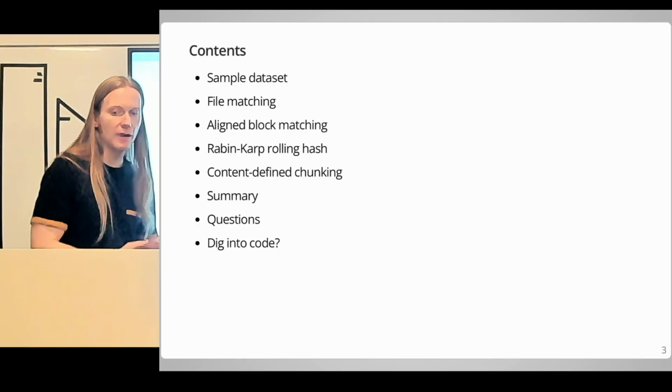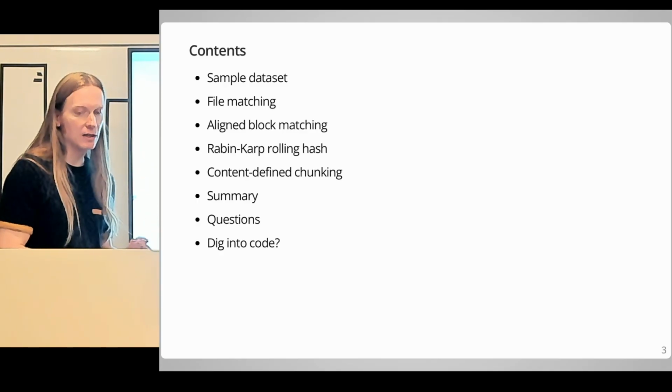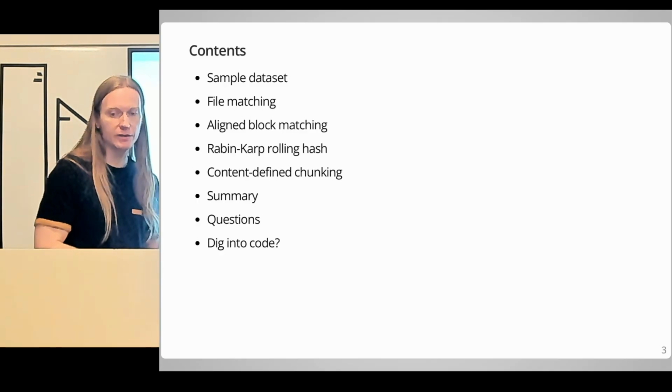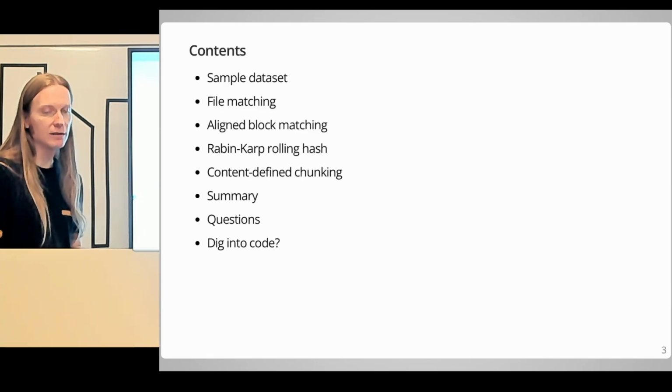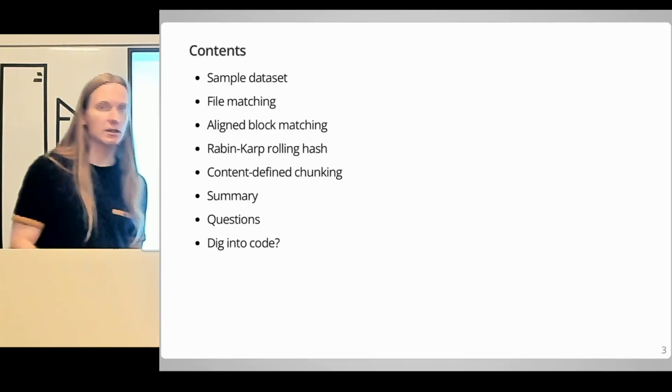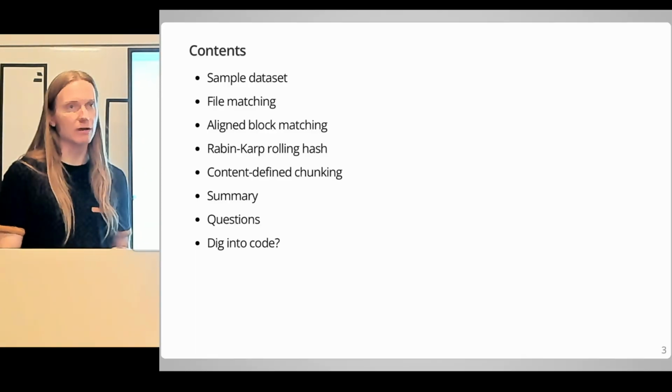So I'm going to talk about a sample data set, and then I'll show a few different algorithms for deduplication. We'll start with just file matching, aligned block matching. I'll show Rabin-Karp rolling hashes. Then we'll get to the promised thing in the title of the talk, content-defined chunking, and summary questions, and we can dig into the code if people are curious as well.